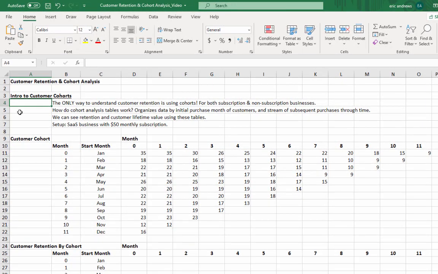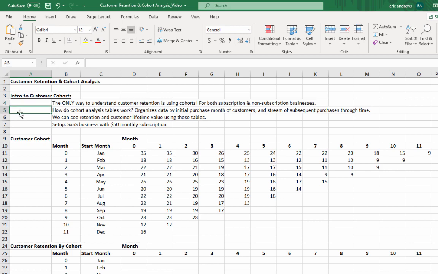So I'm going to give you a little background on customer cohorts first to understand what they are. And the first thing I want to say is that the only way to understand customer retention is using cohorts. Do not waste your time doing some other type of analysis because this is how we actually do it. The great thing about cohorts is that they show customer retention for both subscription and non-subscription businesses. And with non-subscription businesses, a lot of people really struggle when trying to analyze the retention of their customers. So this works for you.